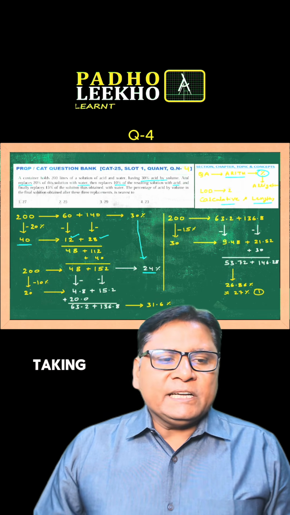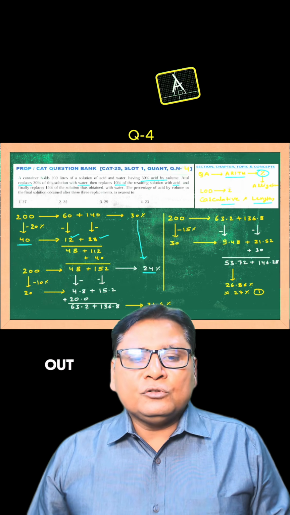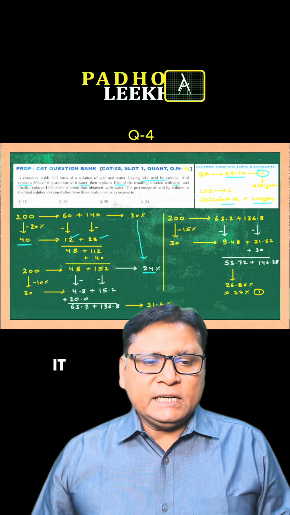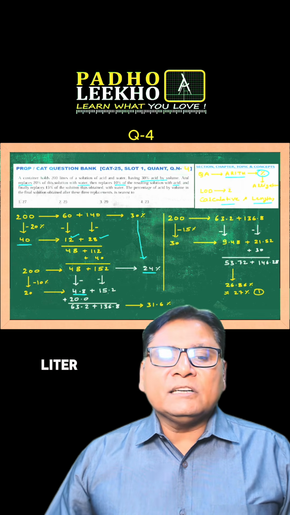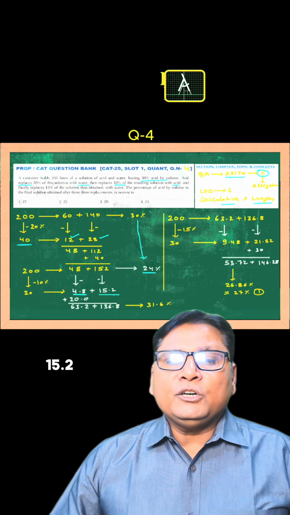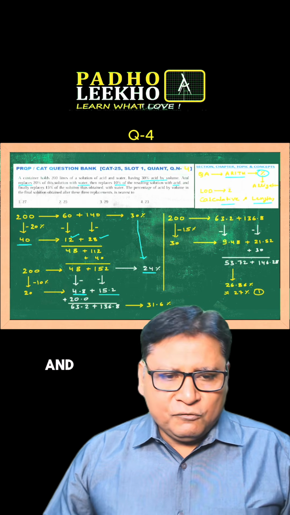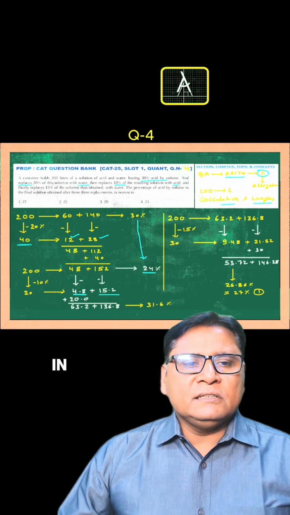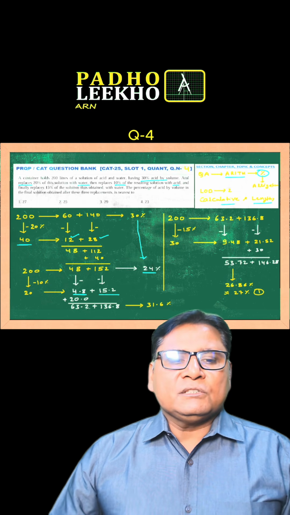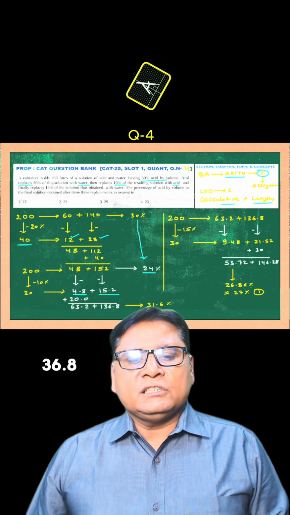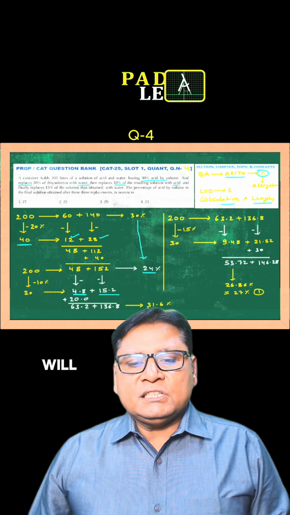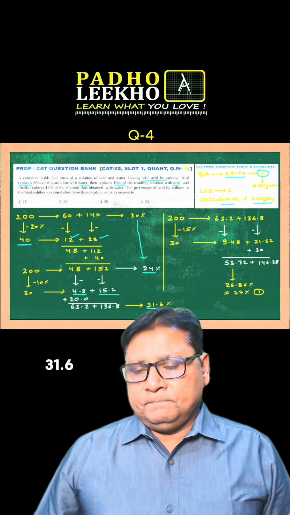Next, 10% you are taking out means 20 liters you have to take out. 24% of 20 is 4.8 liters of acid out and 15.2 liters of water out. And finally, 20 liters you have to add in the form of acid. Finally, acid will be 63.2 and water will be 136.8. Your concentration will change to 31.6%.